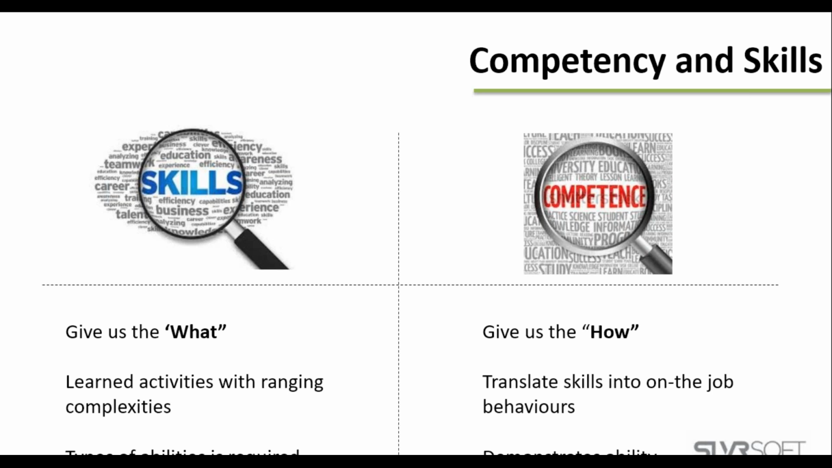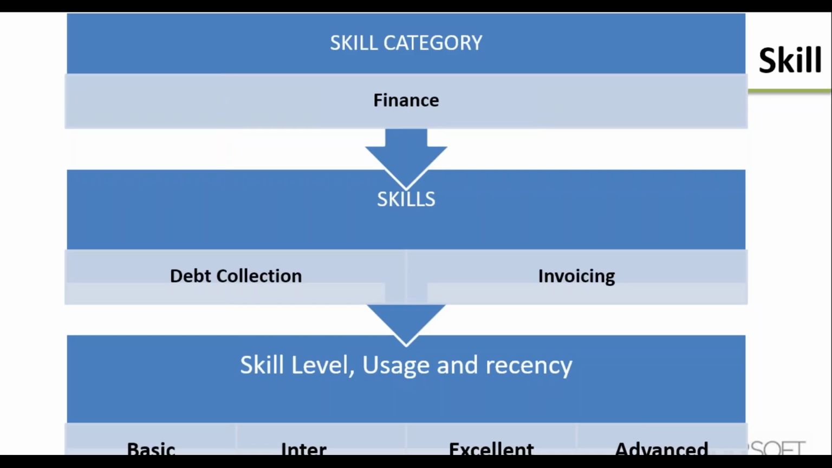How does an individual perform a job successfully? How do they behave in the workplace environment to achieve the desired results? That's competencies. And that provides that missing piece of the puzzle by translating the skills into on-the-job behaviors that then demonstrate the ability to perform the job requirements competently. So let's focus on skills first. What do we need in skills? And generally, when we're looking at a skill, you will have a skill category. In this example, it's finance. You could have finance, call center, human resources, technology, computer literacy.